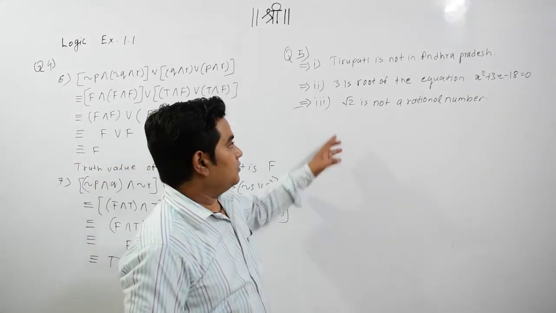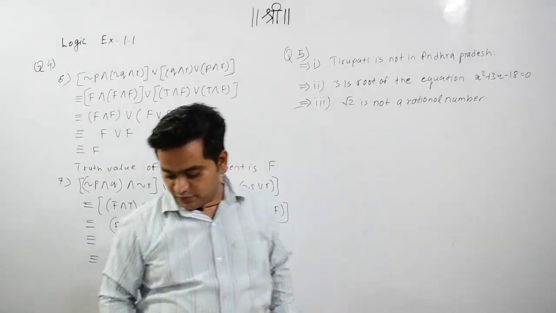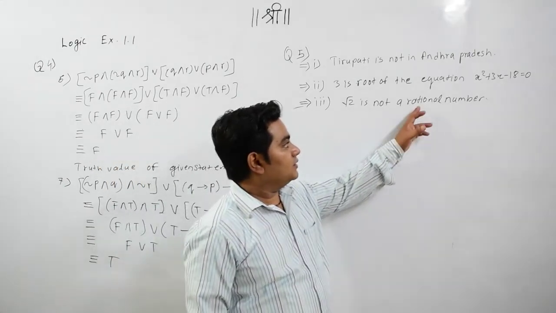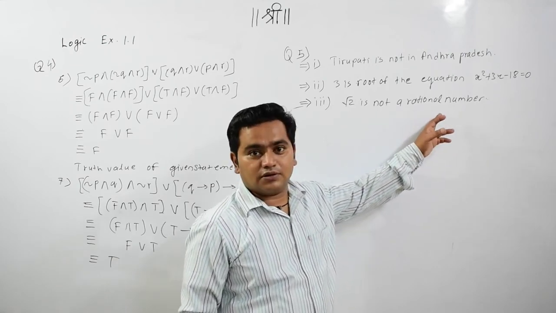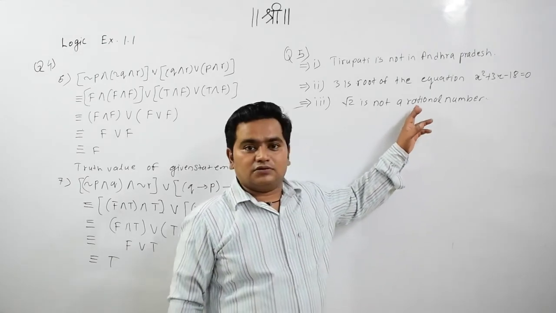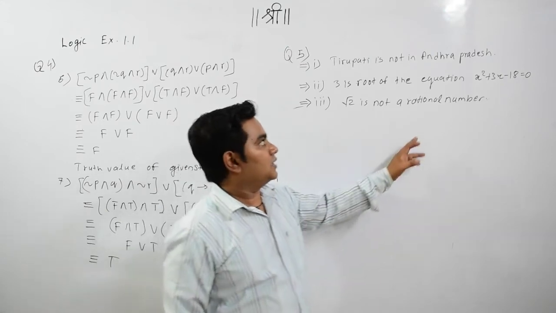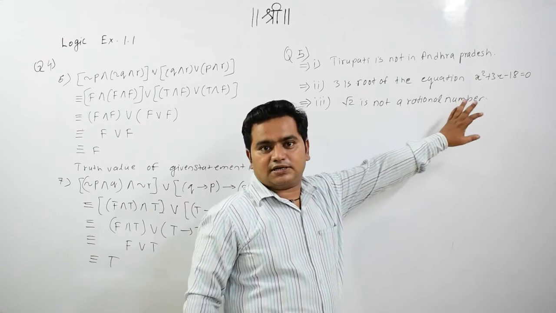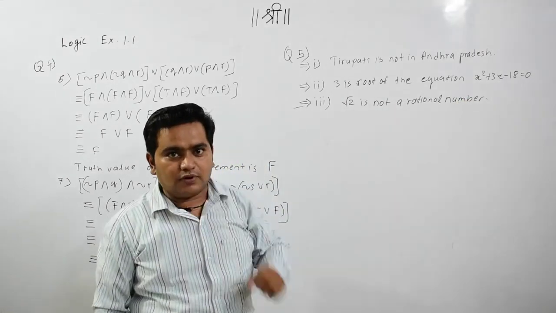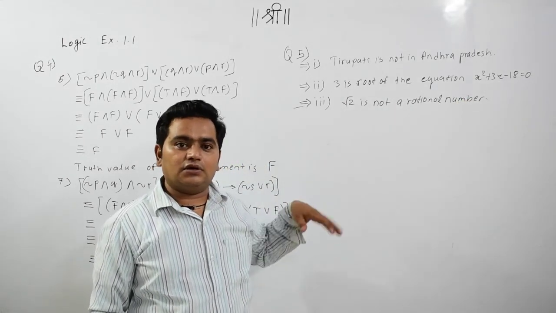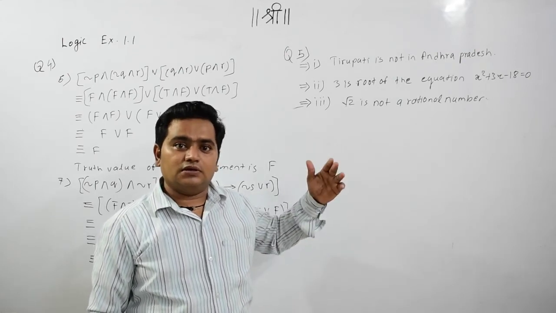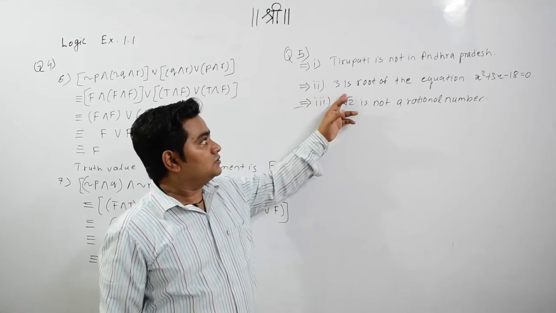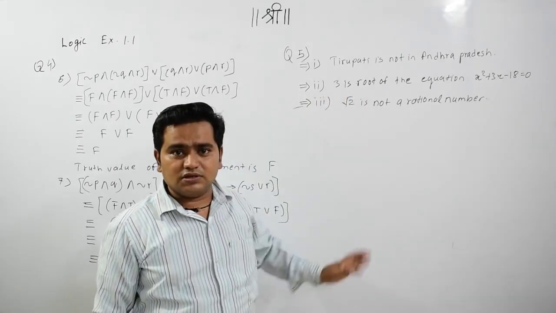Most of the students, I remembered one thing. Whenever they want to find the negation of the statements, most of the smart students are doing one thing. They are finding the opposite word to this. So what is the rational? So just put there irrational. Or if 3 is root of the equation, they are finding the root and saying that another value is the root of this, so they are removing this. So don't do this kind of things.